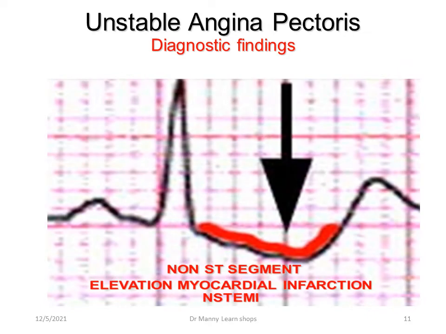When we look at unstable angina pectoris, it can be described as non-ST segment elevation myocardial infarction, or NSTEMI. And this is found on ECG electrocardiographic recordings. And it's represented by ST depression, more than 1 millimeter below the isoelectric line.